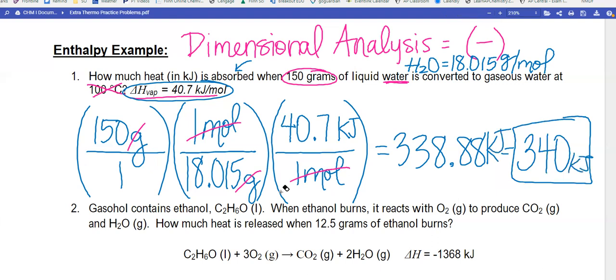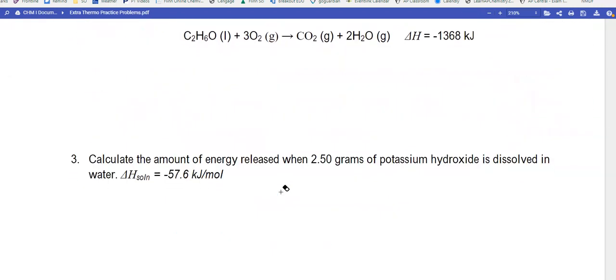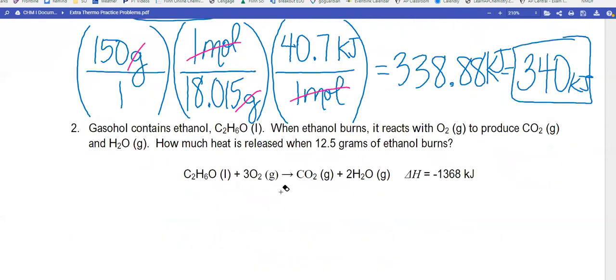Okay, yeah. So that is an example of how to do it without an equation. Okay. Now let's talk about how to do it with an equation. So I'm also going to do example 2 with you. Okay. Or number 3, everybody's is different. So you're going to do that one on your own.